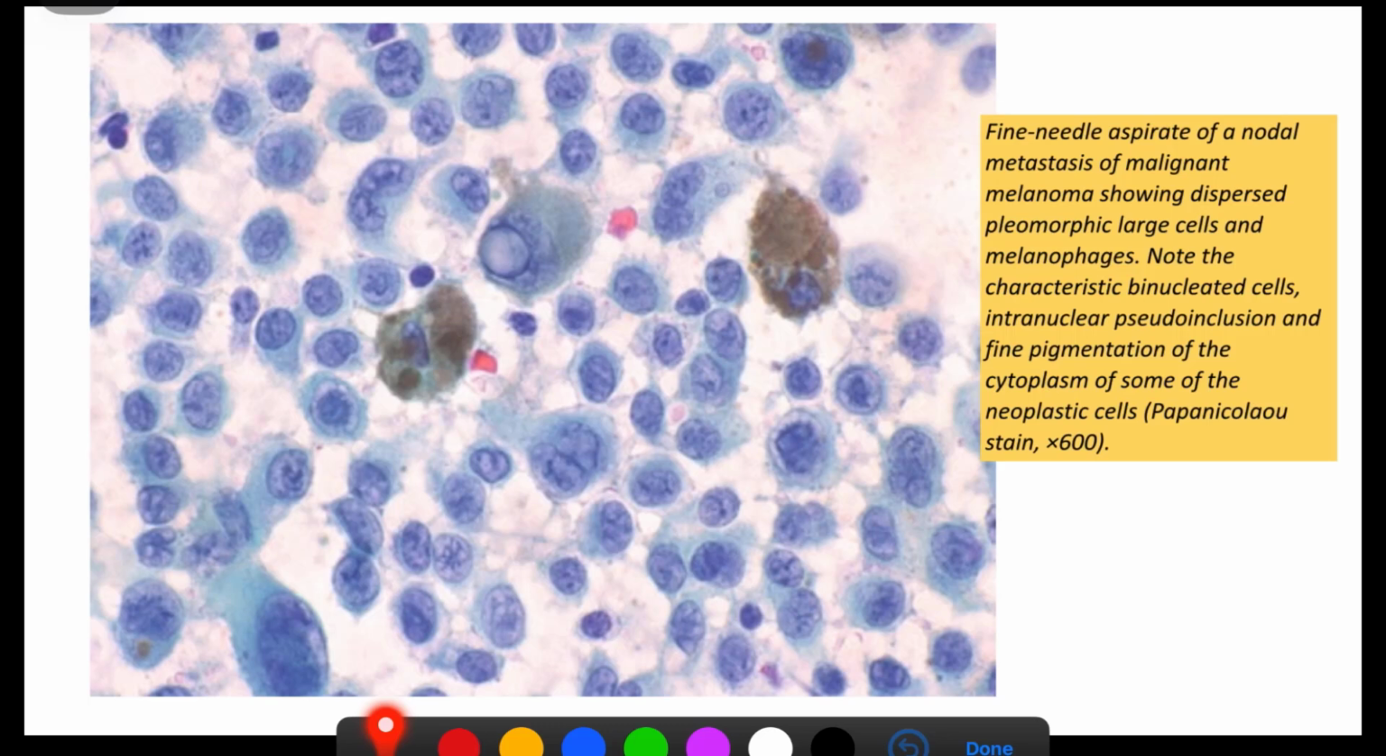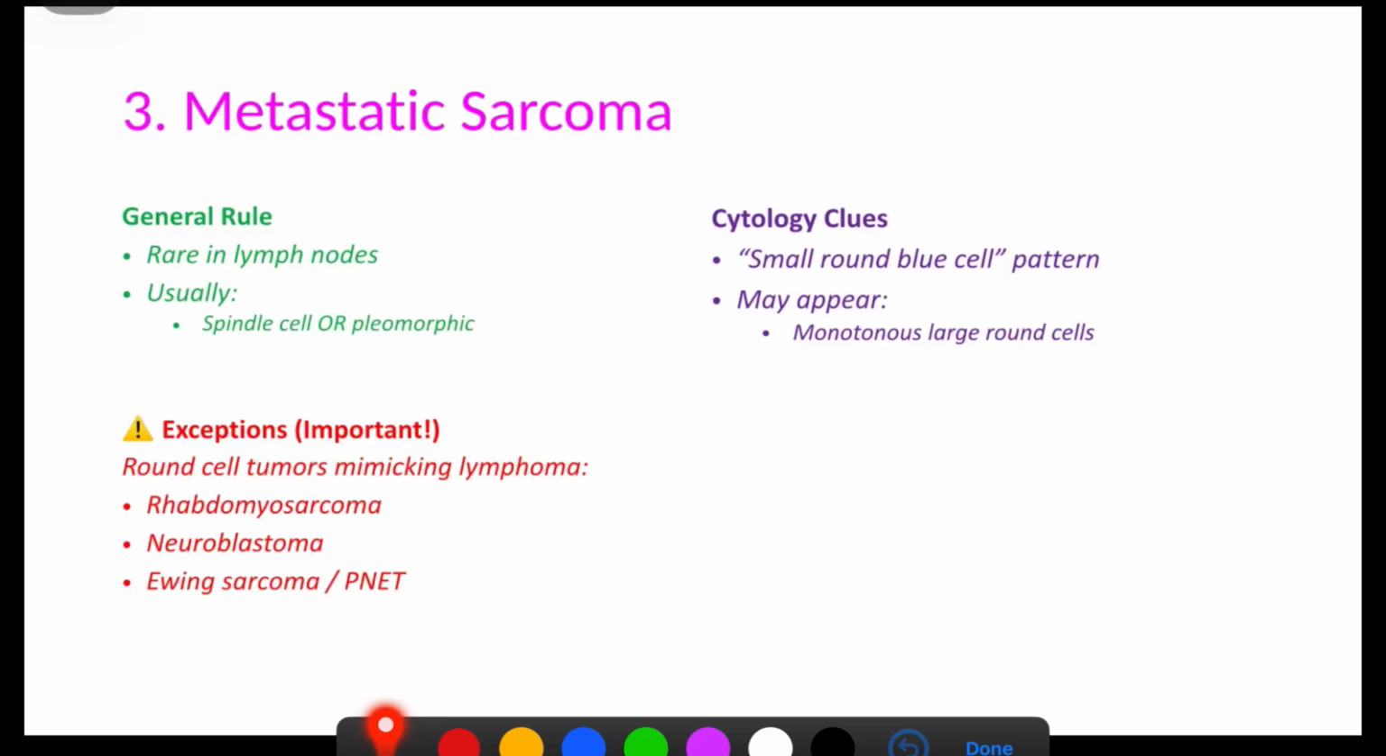Here also you can identify these are the pigment containing melanophages, prominent macronucleoli, or it is called pseudo inclusion, and fine pigmentation in some of the cells, some cells binucleation. So these are all features of malignant melanoma. So see here you can identify pigmented cells with pseudo inclusion and cell discohesiveness.